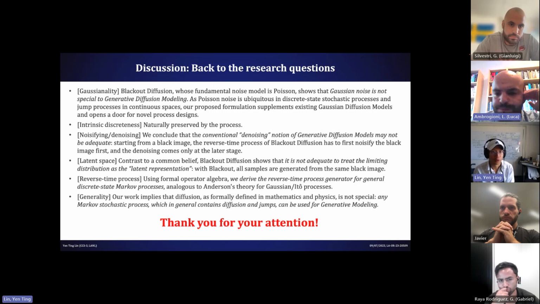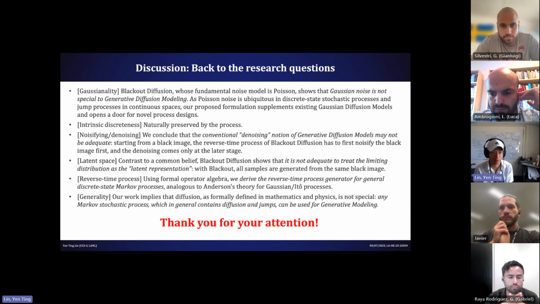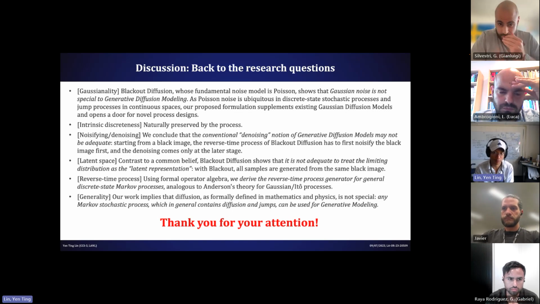Now, so this is the last slide. I want to wrap back and discuss the research questions. The first is Gaussianity. The first thing is fundamentally we use a Poisson noise. So it shows basically that Gaussian noise is not special to generative diffusion modeling. And so now the diffusion, we have to interpret it in the general sense.